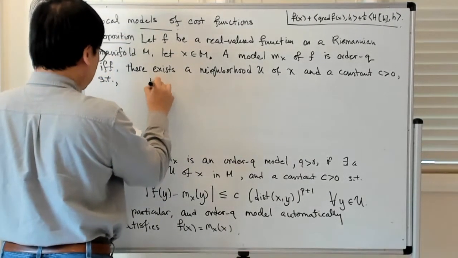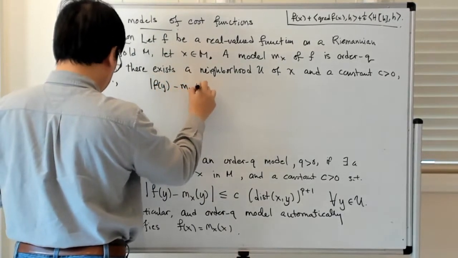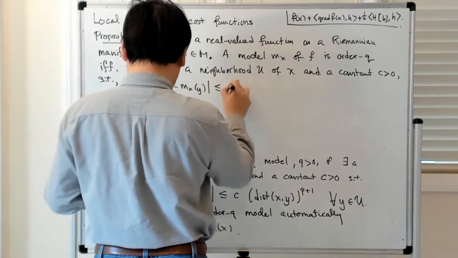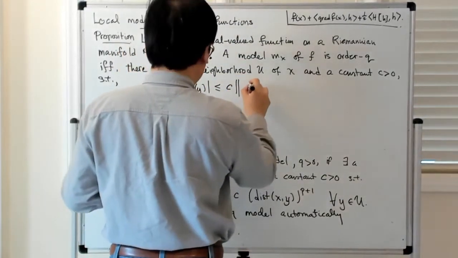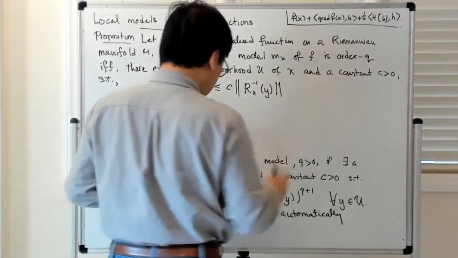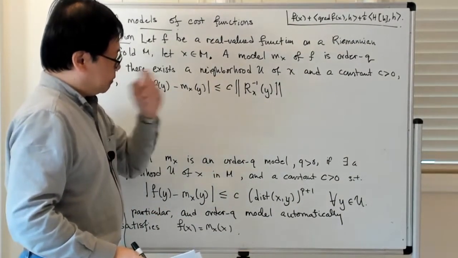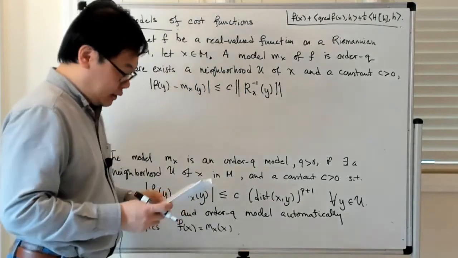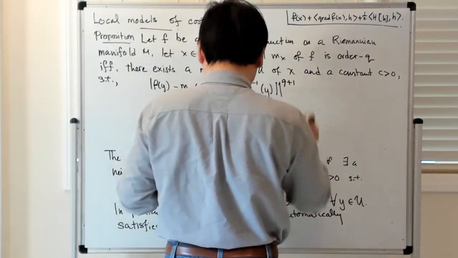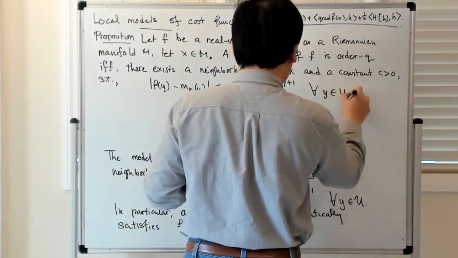f of y minus m_x of y is less than or equal to a constant times the norm of the inverse of the retraction. So I'm replacing the distance by the distance which is induced by this retraction, to the power q plus 1, for all y in U.